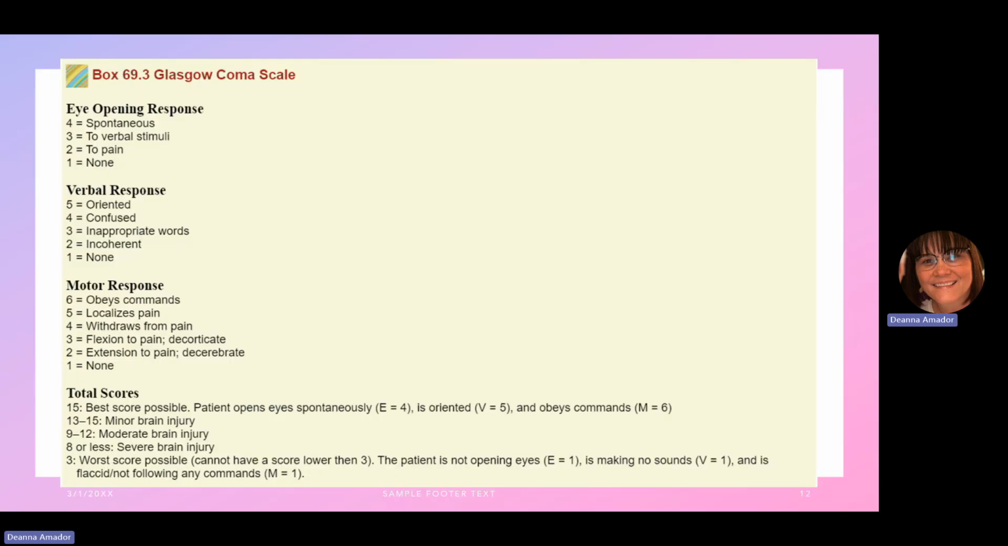So here's the Glasgow coma scale. So eyes, that's your eye opening response. So 4 is spontaneous, and you can read the rest of that. V, your verbal response, if they're oriented, they get a 5, and their motor response, if everything's good and they follow all commands like that, then they get a 6.